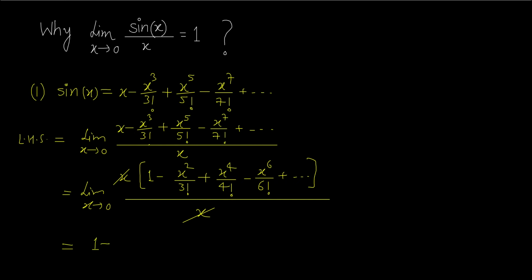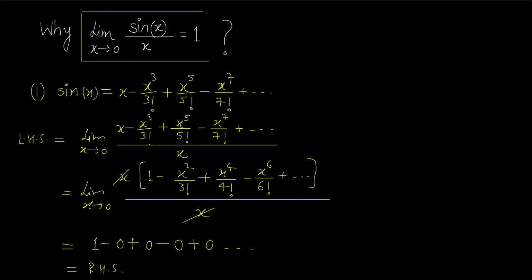So now we will have 1 minus 0 plus 0 minus 0 plus 0, and all other terms will be 0. So only the term 1 is left, and that is equal to our right hand side. So we could prove that limit x tending 0 sin x upon x is equal to 1. So this was one way to prove this. Now I will show you another way of proving the same thing.